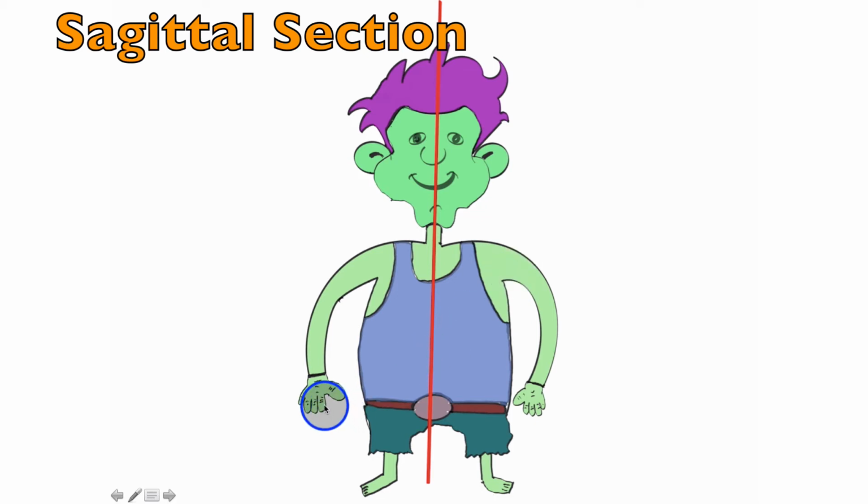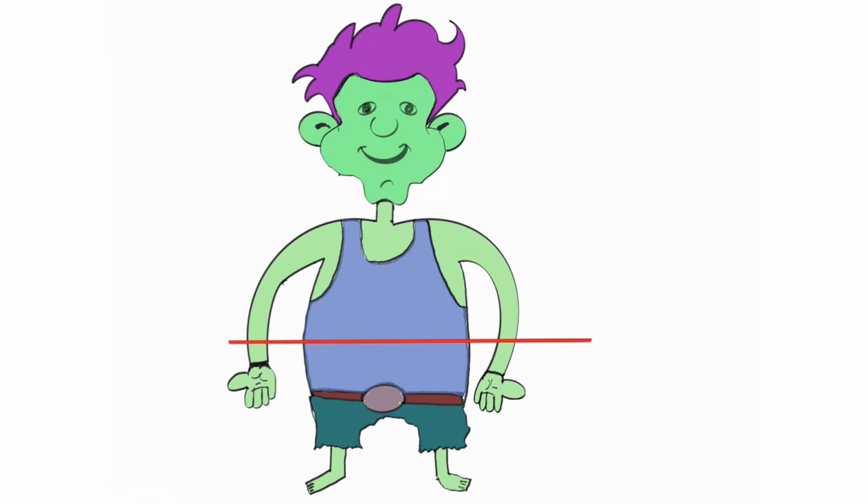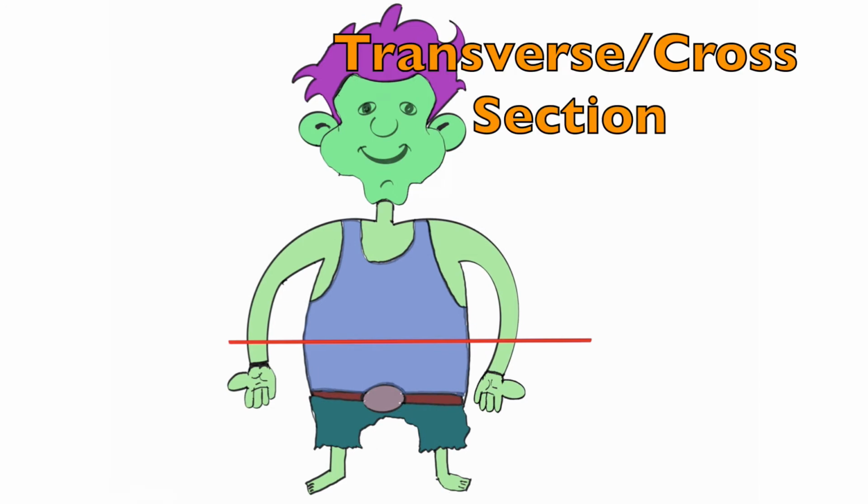Now, if you look at this picture right here, my question for you is, how is this individual not in standard anatomical position? So think about that. This is what's known as a transverse or cross section. A transverse or cross section divides the body into a superior portion and an inferior portion. Once again, these do not need to be equal portions.